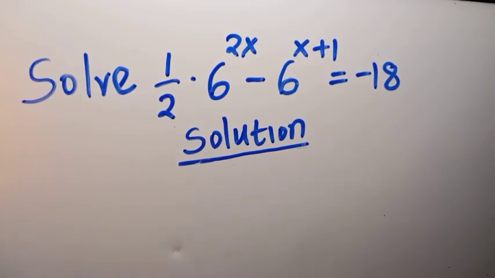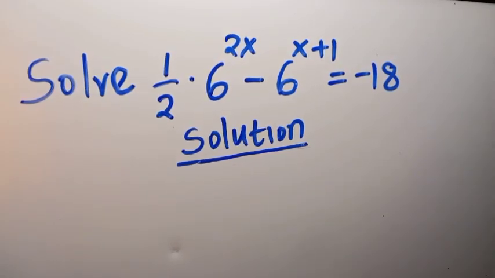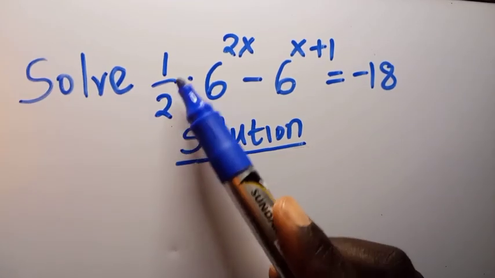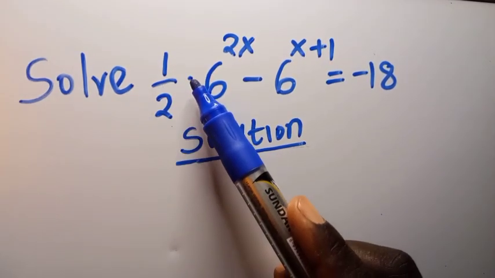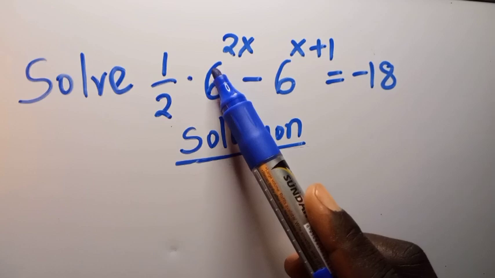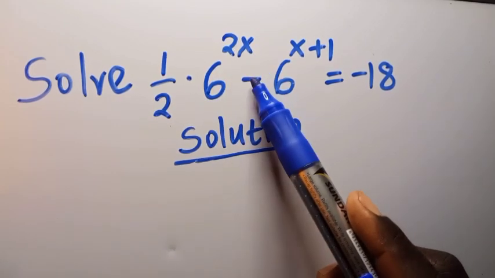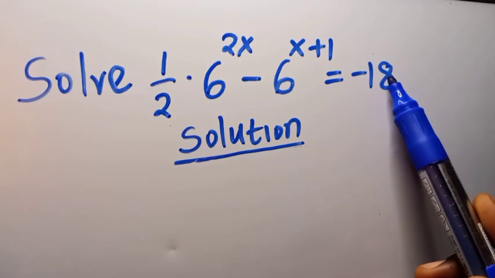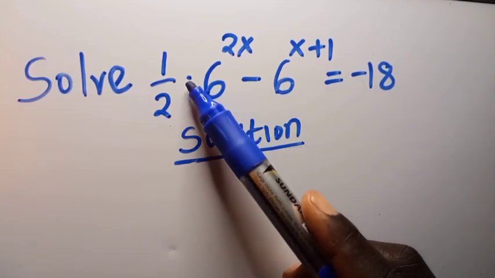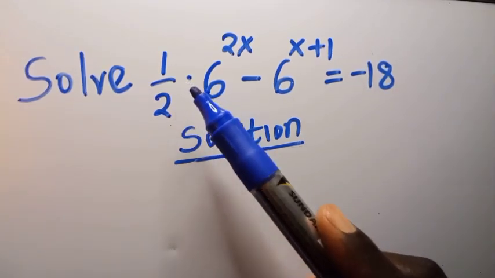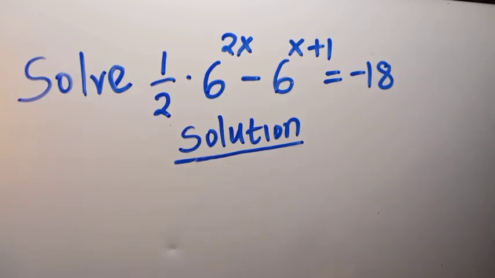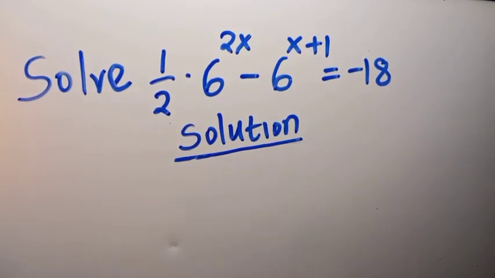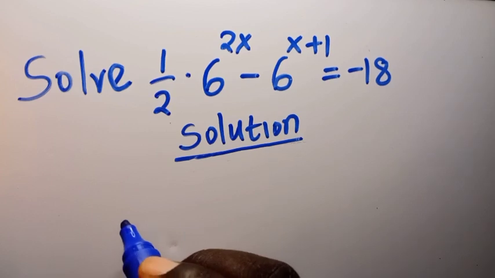Ladies and gentlemen, I want us to have a look at this indicial equation. Now, this is a half, then times 6 raised to 2x minus 6 raised to x plus 1 equals to negative 18. Remember, a dot in mathematics represents multiplication. And therefore, let us have a look at the solution.